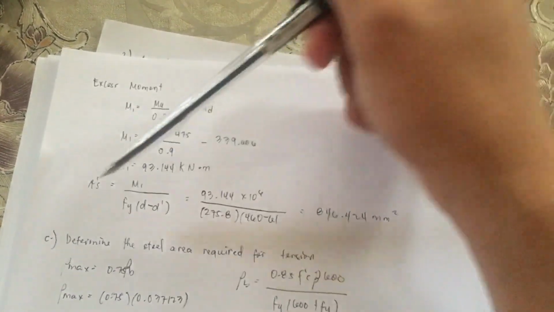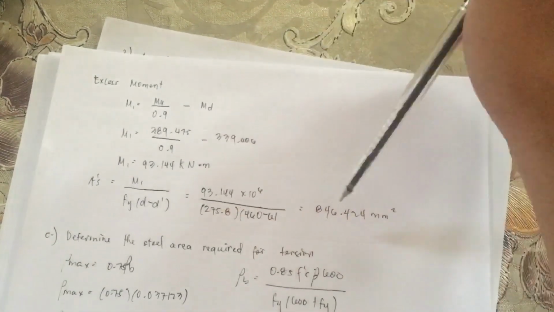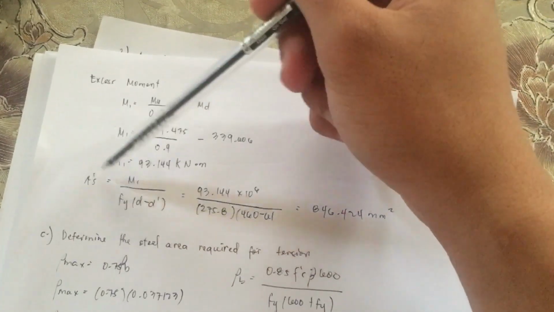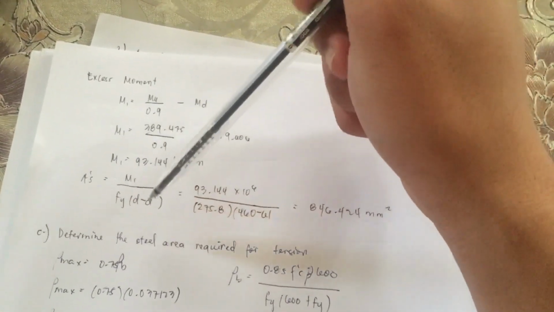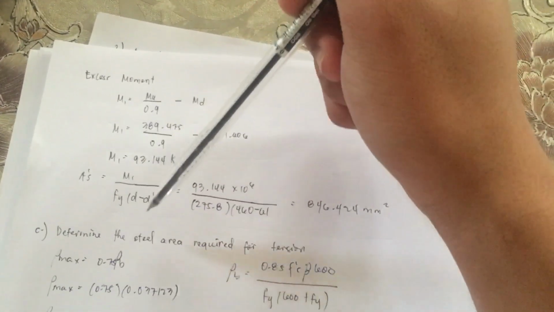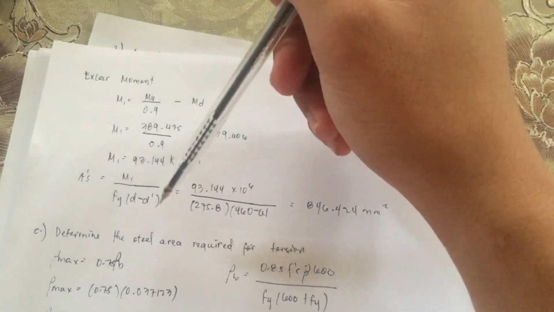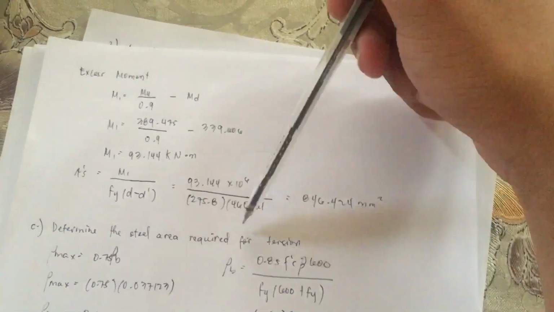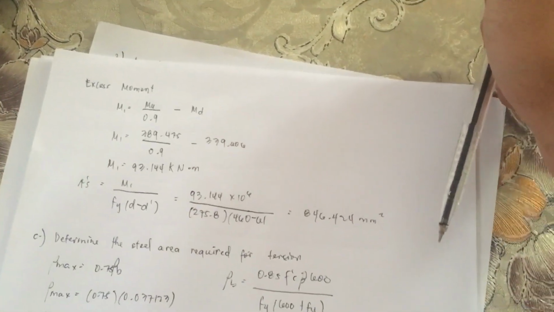To get the steel area required for compression, A's, the area for the compression, A's is equal to M1 over fy times the effective depth of the singly reinforced concrete beam minus d prime, which we already got as 61 mm. By substituting, we get the value of 846.424 mm squared. That's it.